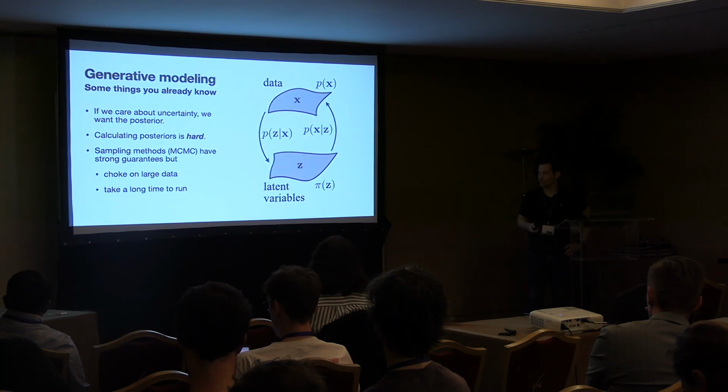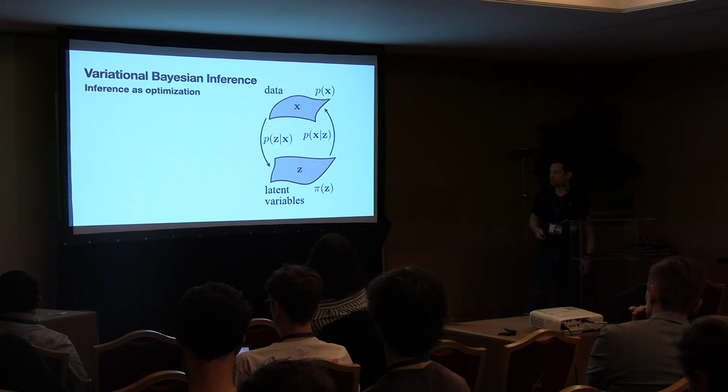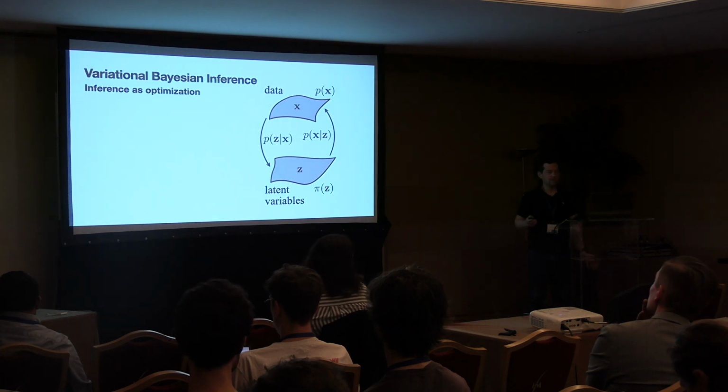It's going to take you a couple of weeks to run this model, but if you really care about confidence intervals, or I should say credible intervals, it's going to take you a couple of days to a couple of weeks. So this is the problem setup. This is the set of things that everybody knows are hard. All right, so I want to talk a little bit about variational Bayesian inference.